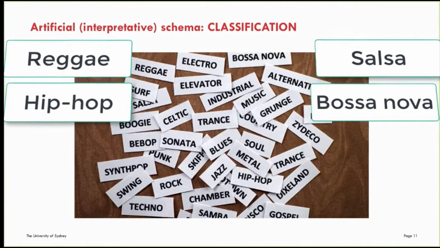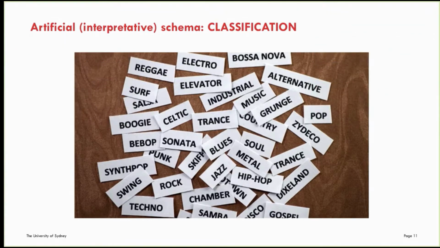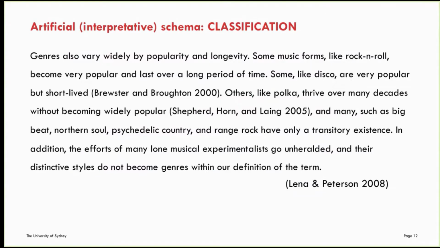Notice how different people could look at these types and come up with different classifications based on different criteria. This is why classification is considered to be artificial or interpretative. Let's look at a short example from a literature review on music genres. Hit the space bar to pause the video.